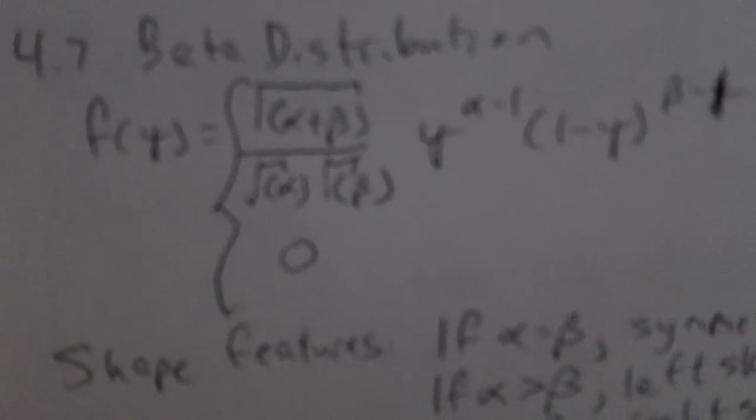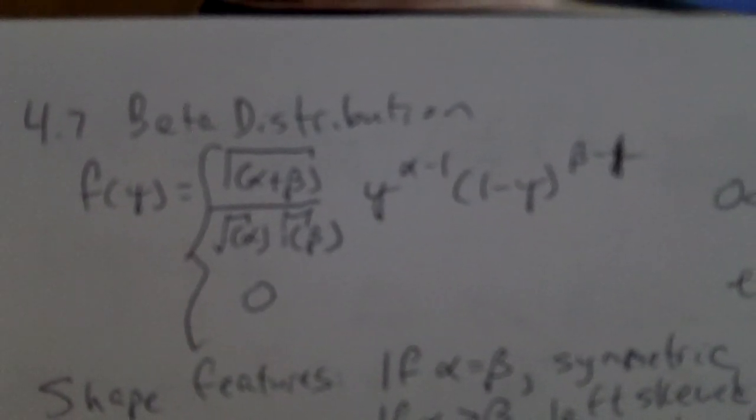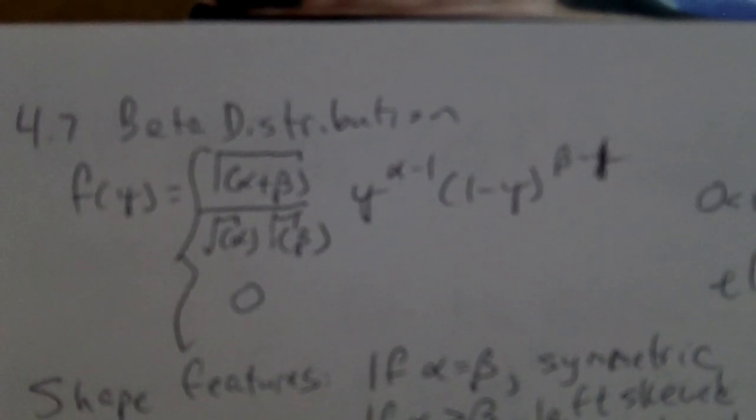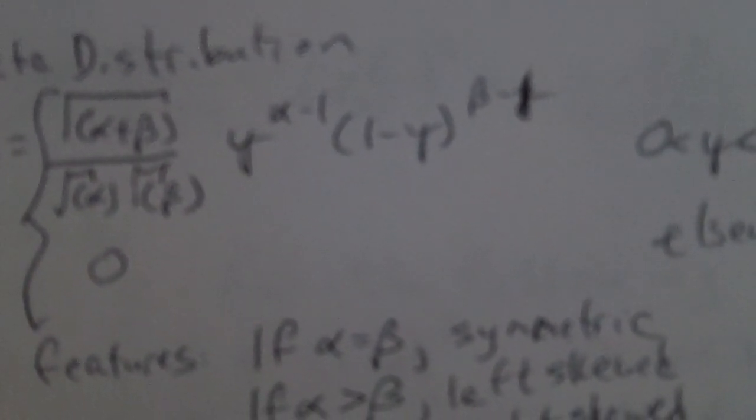Okay, so as far as the beta is concerned, our density is right there. You'll notice the constant is a function of gamma functions. But as far as the kernel is concerned, it's y to the alpha minus 1 times 1 minus y to the beta minus 1, and our domain is strictly on the open interval from 0 to 1. Again, alpha and beta both have to be positive.